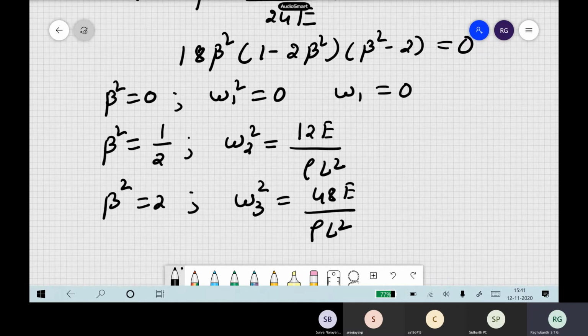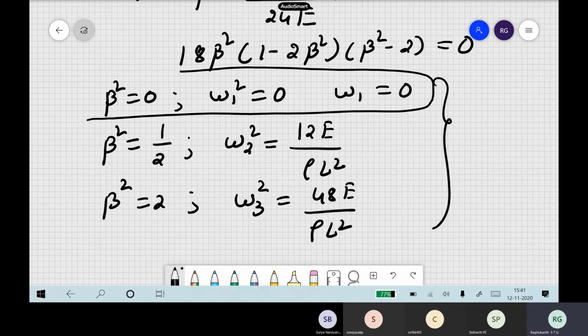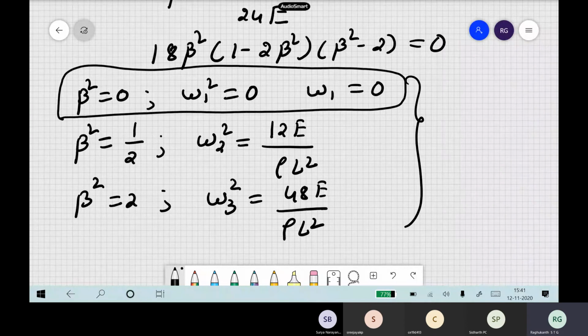So these are the three roots we have solved. What does the first root correspond to? We have got 0 natural frequency. What does it mean? Rigid body motion. Now why have we got rigid body motion here? To avoid this, what you have to do? Boundary conditions you have to put.